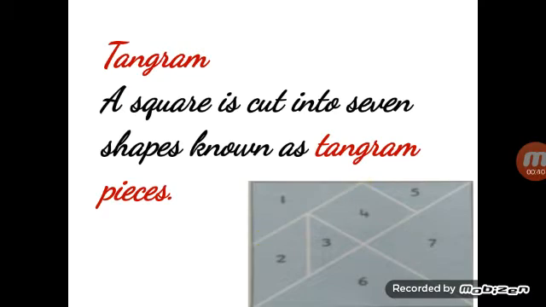Where number 1 is written, this is one triangle. Number 2 is written, that is the parallelogram. 3 is again a triangle. This is one triangle, and here 7 is another triangle. So these are different shapes. How many shapes are there? 7 shapes are there. Understood, children?